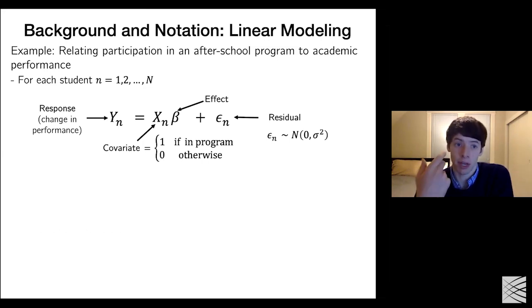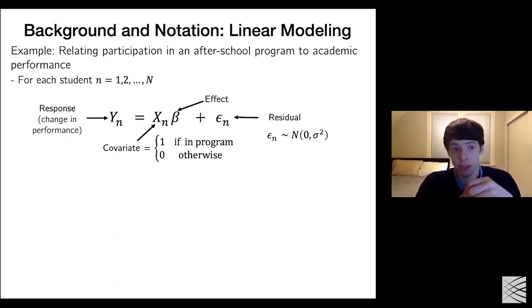And we could model their change in academic performance, say using standardized tests as a proxy, as a sum of an effect of this after-school program beta modulated by this covariate indicating whether or not they were in the program, so either 0 or 1. I'll denote that by x, plus some residual epsilon, which for this talk I'll be assuming is Gaussian distributed. With this simple linear model, a straightforward way that we could analyze this data would be to use least squares to get an estimate.